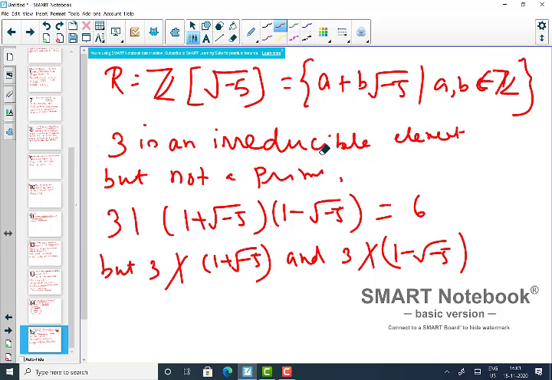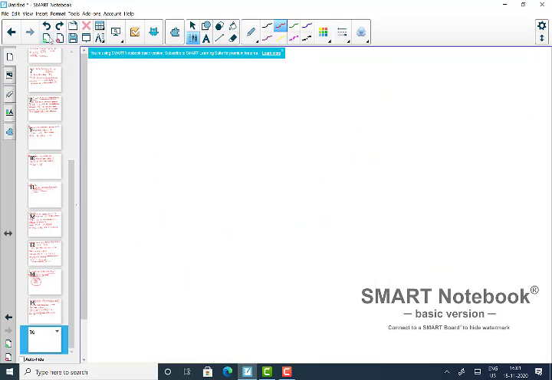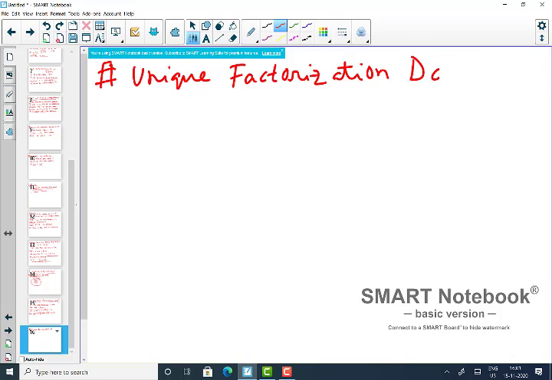So the natural question then: what kind of property do you need so that these two definitions become equal? And for that I need a very important idea, which I'm going to discuss now. This is called a unique factorization domain.